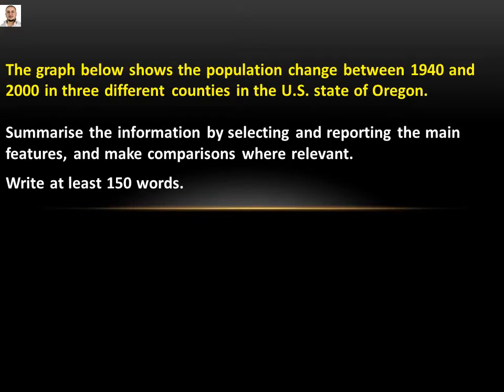Today we are going to take another example for writing task number 1 for the academic IELTS. Today we are going to take a graph. We have a statement that says the graph below shows the population change between 1940 and 2000 in 3 different counties in the US state of Oregon. The question says summarize the information by selecting and reporting the main features and make comparisons where relevant. Write at least 150 words.